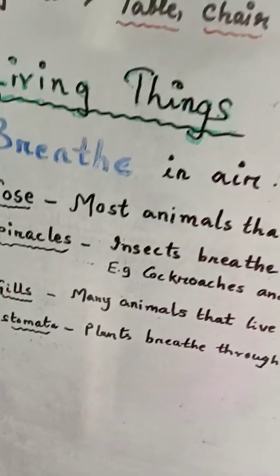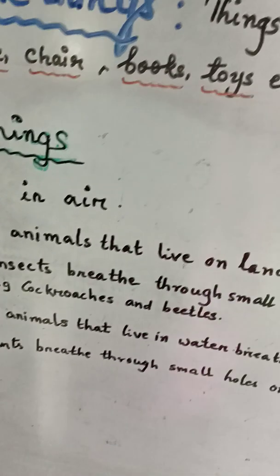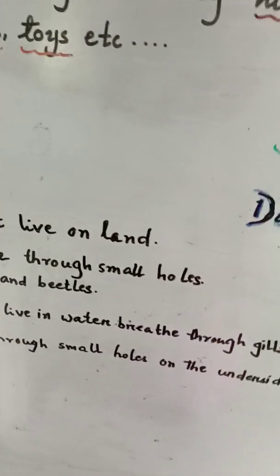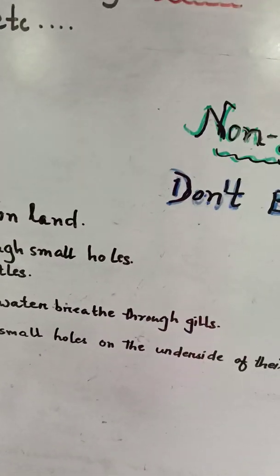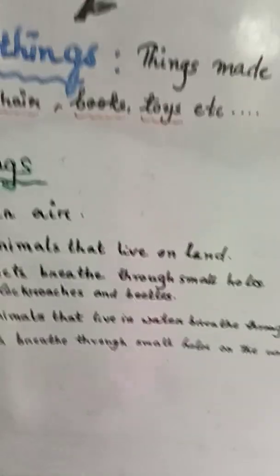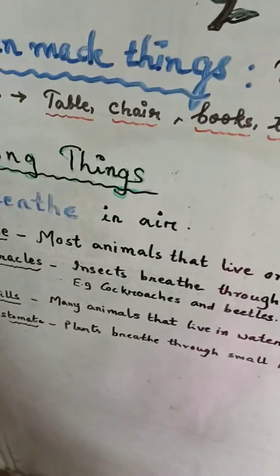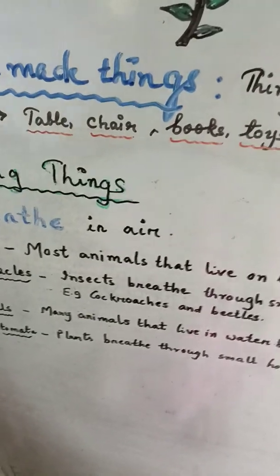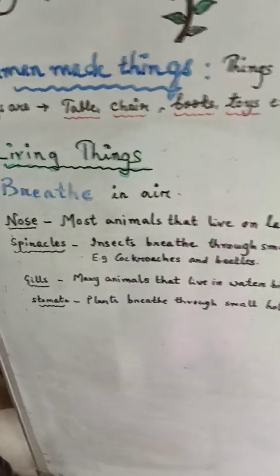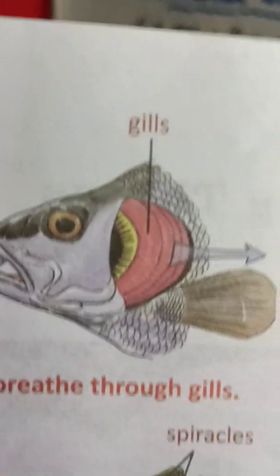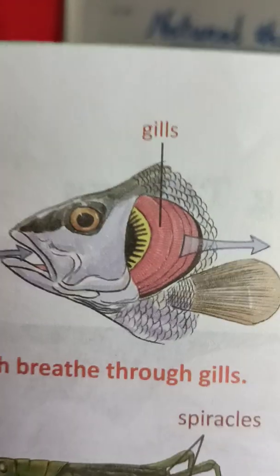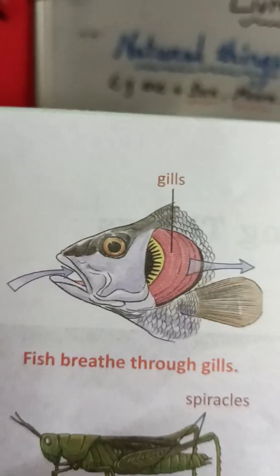Now we will see the third part, that is gills. What are gills? Many animals that live in water breathe through gills. So gills are present in fish. Fish breathe through gills. Do you understand? You want to see the picture of the gills? You can see here. This is the picture of the gills.